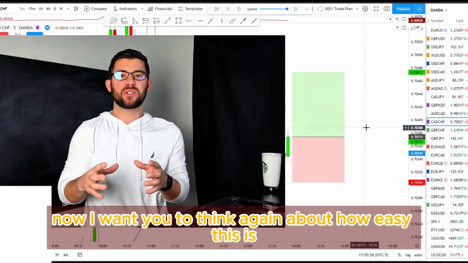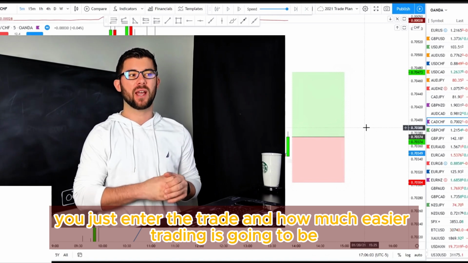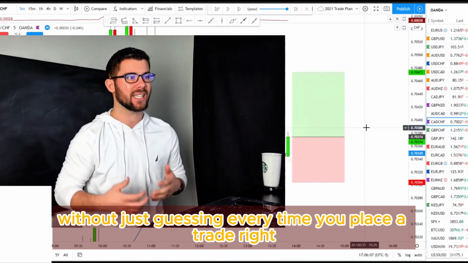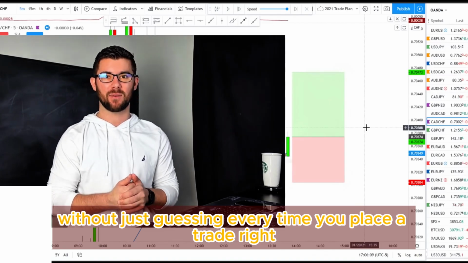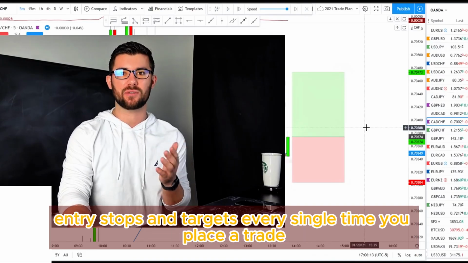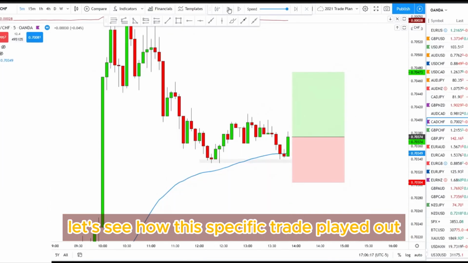Now, I want you to think again about how easy this is. Once all your rules are met, you just enter the trade. How much easier is trading going to be without just guessing every time you place a trade? How much easier is it going to be to have rules like this, conditions, entry, stops, and targets every single time you place a trade? Let's see how this specific trade played out.